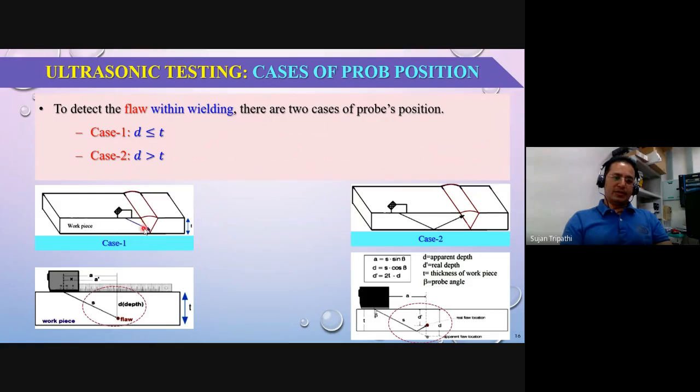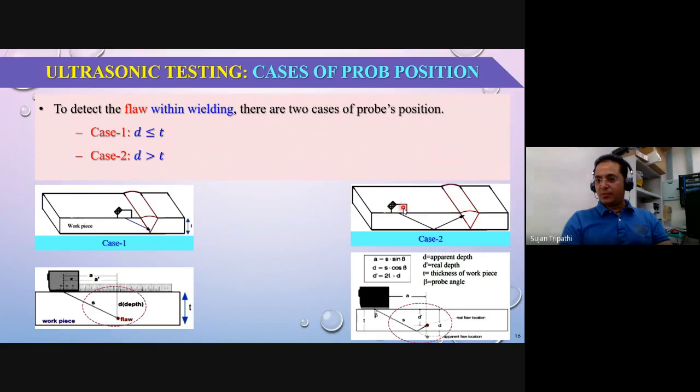In the first case, the probes are located nearer to the weld, right? In that case, if we have a defect inside the weld, then the wave passes in an inclined path, and we can measure the location of this defect directly by using a simple sine cos relation. We don't need more formulas or more mathematical relations. So it's very easy if we keep the probes nearer to the weld.